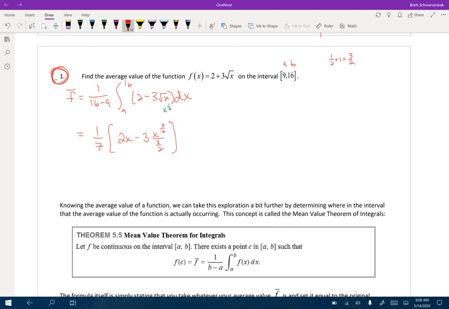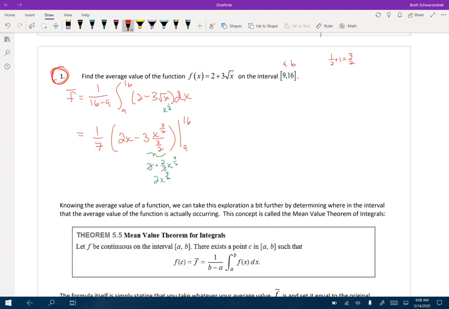All from, actually, let me do parentheses for this. All from 9 to 16. Alrighty, a little simplifying. Let's do that over here. So this right here is the same as 3 times, take the reciprocal of 3/2, 2/3 in the front, x to the 3/2, which will end up having these 3's cancel out. So you'll actually just get 2x to the 3/2.